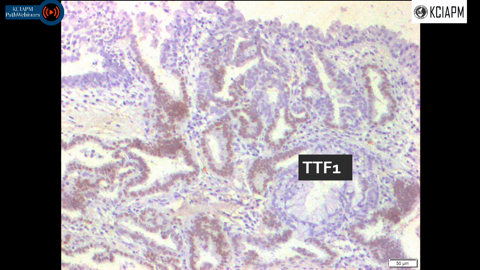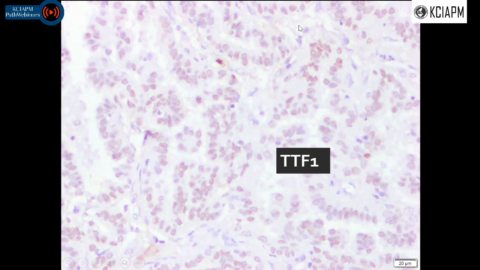TTF1 nuclear stain is strongly positive in the tumor. Note that the surface epithelium is negative. And this is in another area where the tumor is positive for TTF1, diffuse but weak.